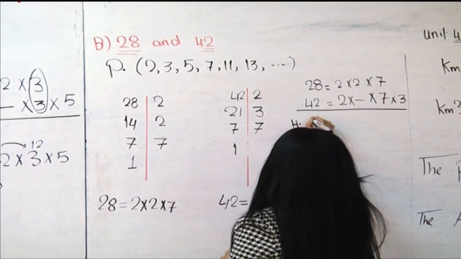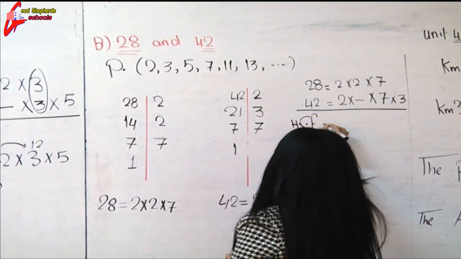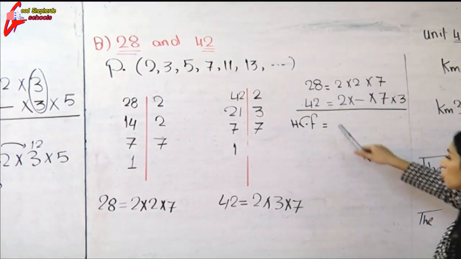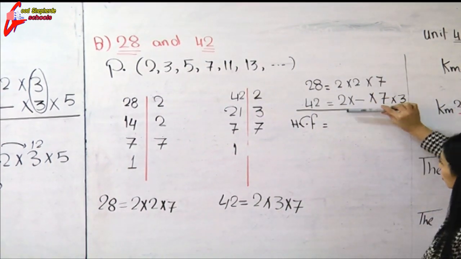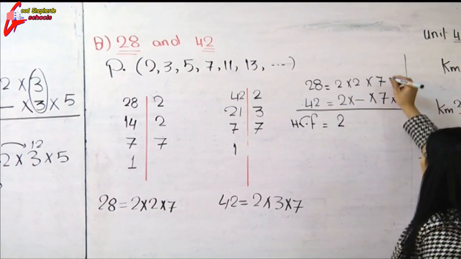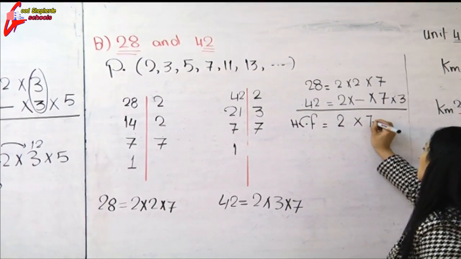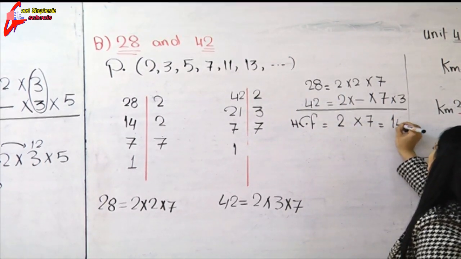HCF equals the repeated numbers. Which repeated numbers? 2, take 2, once. 7, take 7 once. Equals 14.